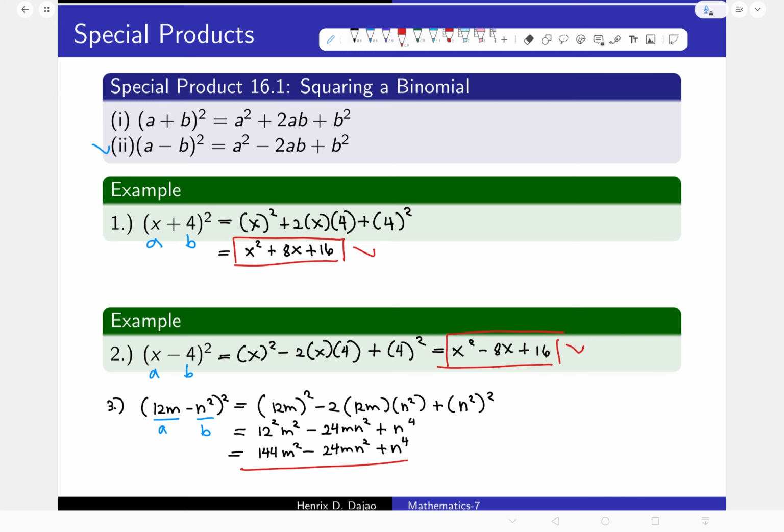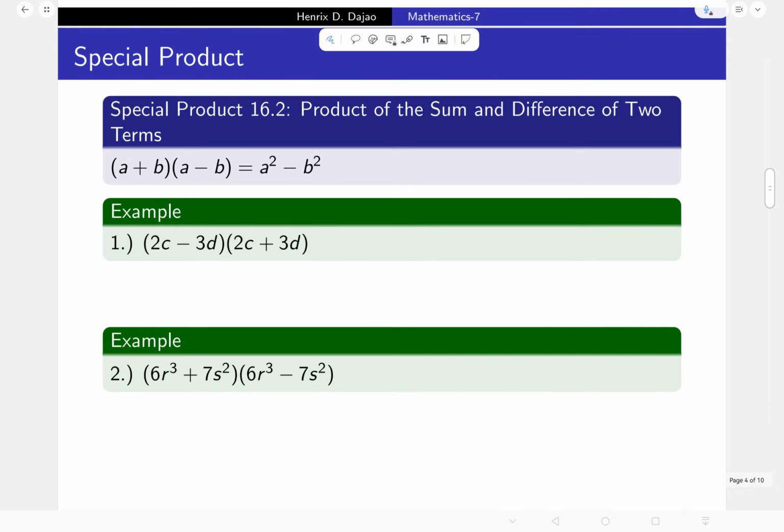Okay. Now let's proceed to another special product, which is called the product of the sum and difference of two terms. Why is that so?